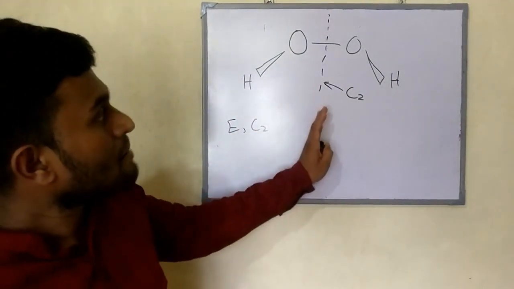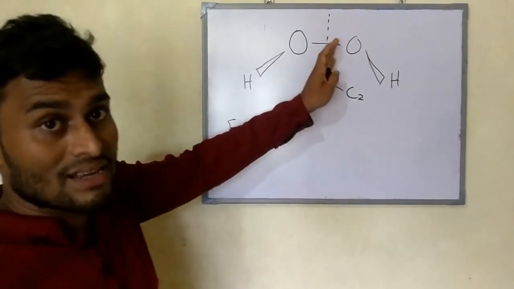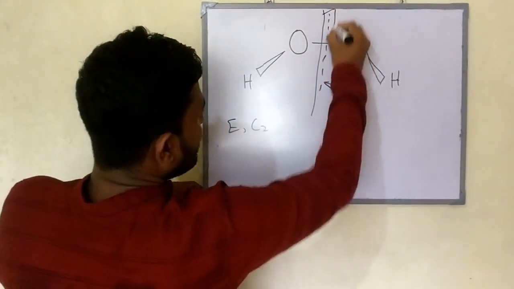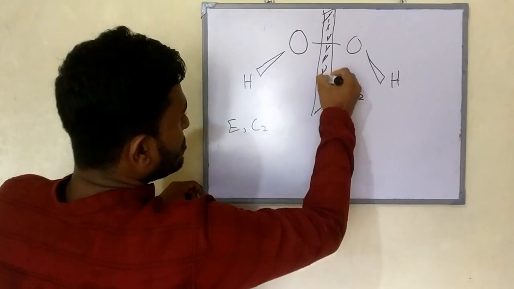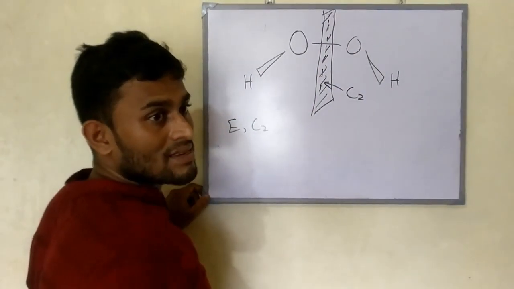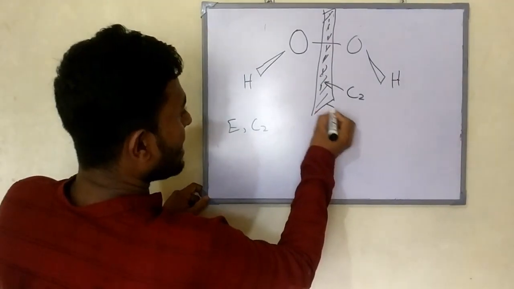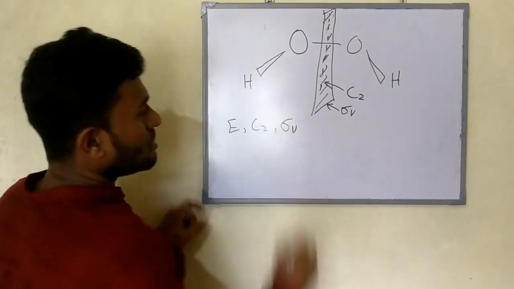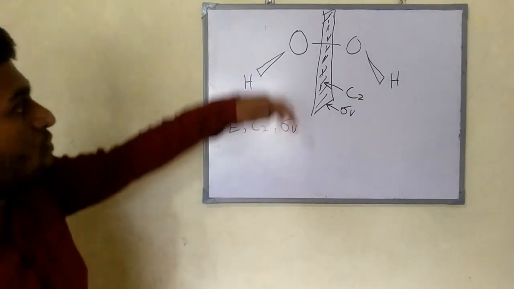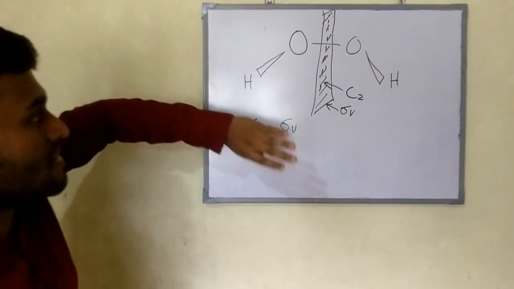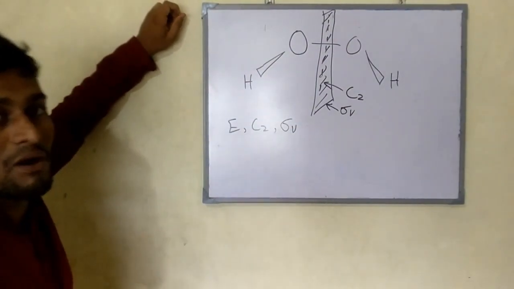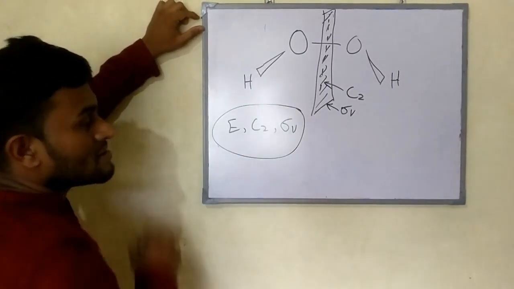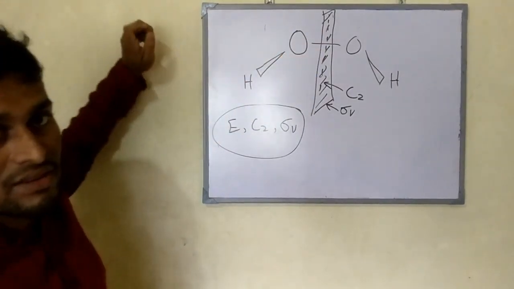Then the same axis that contains a plane. This is another plane you can take. The plane that contains the C2 axis, or the principal rotation axis, is called sigma V. So sigma V is also possible. But sigma H is not possible, because you just think about the water molecule. So these are the only possible symmetry elements for planar hydrogen peroxide.